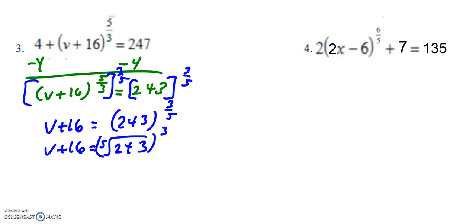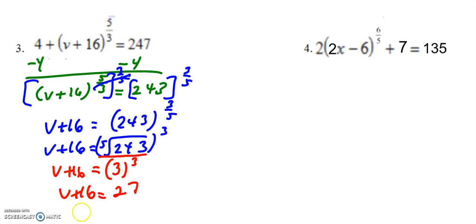Okay, to check back in with you on number 3, if you raised both sides to the 3/5, great job. This would cross out and you'd have v plus 16 equals 243 to the 3/5, which would really mean the fifth root of 243 to the 3rd. So what number times itself 5 times gives you 243? Well, that's actually the number 3. So the fifth root of 243 ends up being 3, but then I still need to raise it to the 3rd. So I get v plus 16 equals 27. So you would get v equals positive 11.